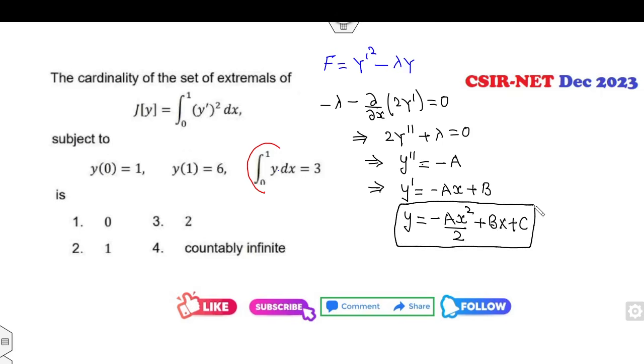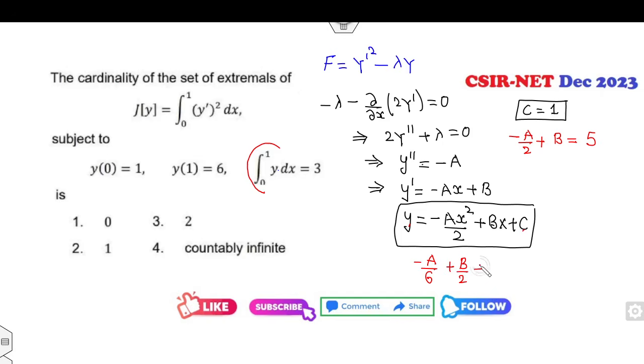Fine. Now you can apply the conditions. Y of 0 is 1. That means c is my 1. Fine. Y of 1 is equal to 6. That means minus a over 2 plus b is equal to 5, because c is equal to 1 and y is equal to 6. And the integration of y is my 3. If you take the integration from 0 to 1, then it will be minus a over 6, b over 2 plus c.